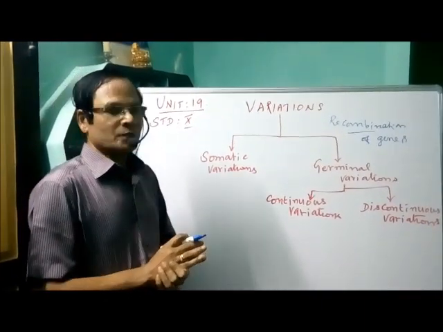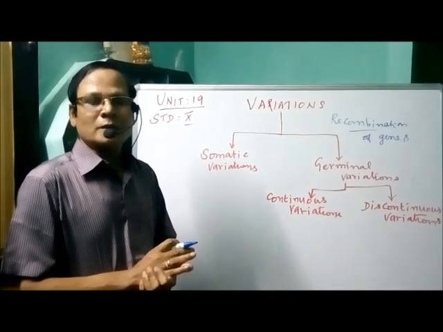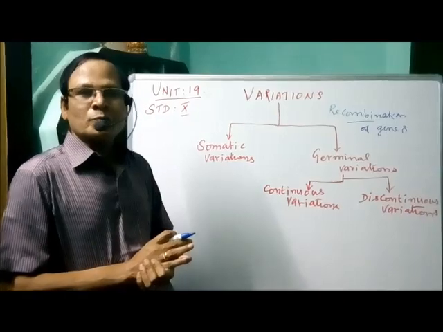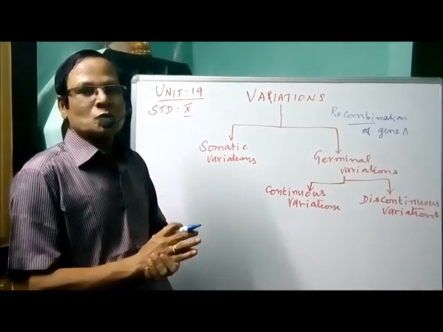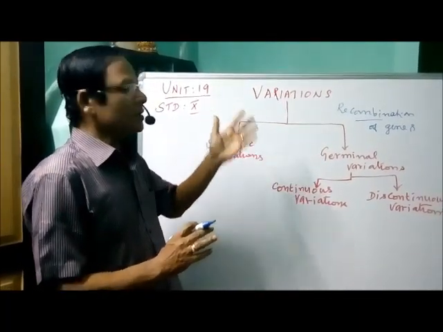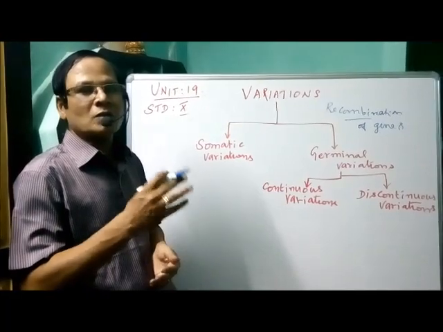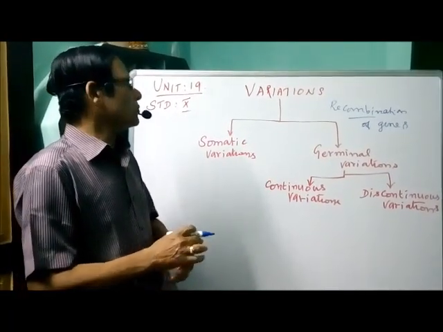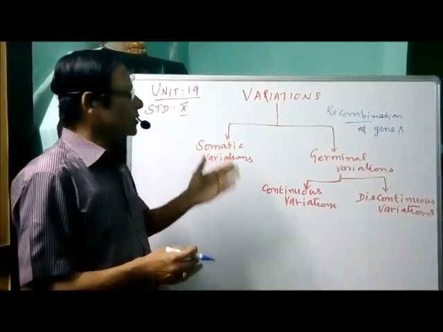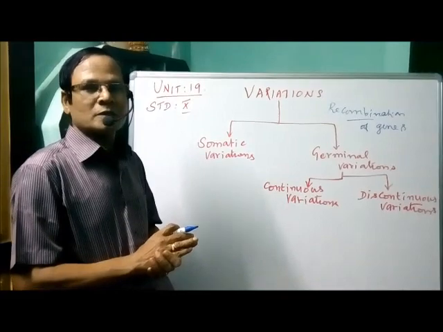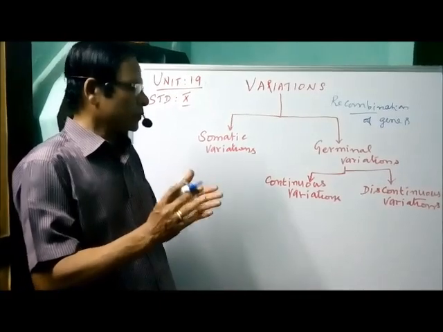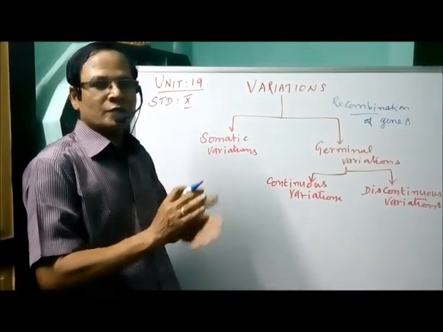This is called variation. Now, variations play a major role because they act as raw material for evolution. So, evolution is taking place only in the presence of variations, because variations are the raw materials for evolution. Without variations, evolution is not possible. That's about what is variation: a difference that exists among the individuals of the same species and of the offspring from the same parent, the offspring and the parents of the same family.